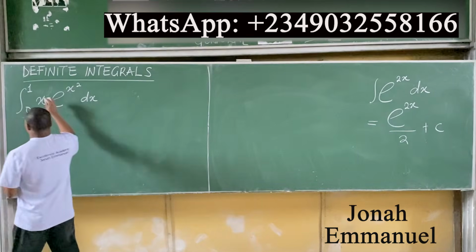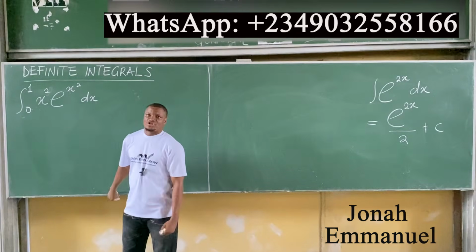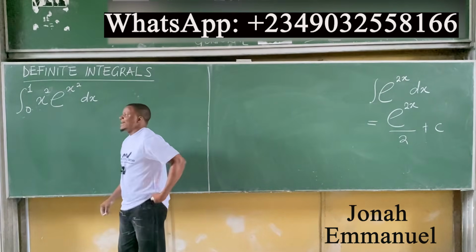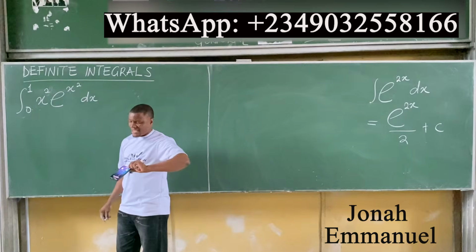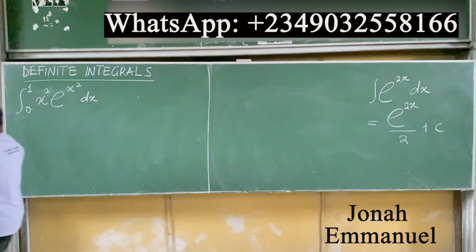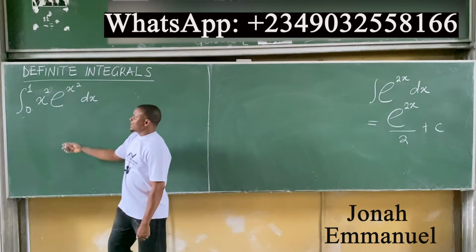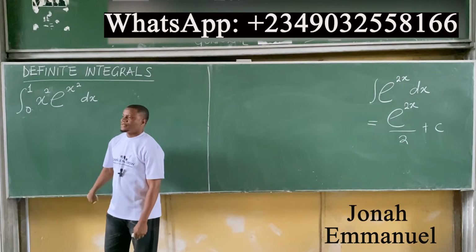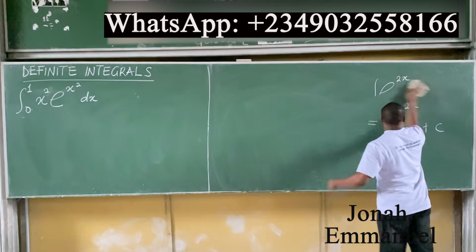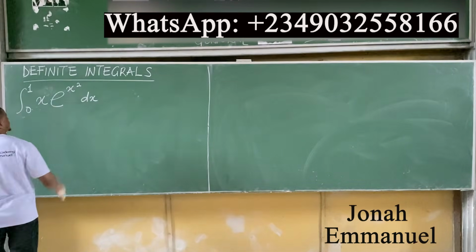So in the case where I have x squared exponential x squared here, will I still use substitution? I say, if I pick up the power x squared and differentiate it, I will have 2x. There's no way 2x will cancel out x squared. An x will still be left, so that would not work. But don't worry, let's focus on what we are given. So how do I solve this?